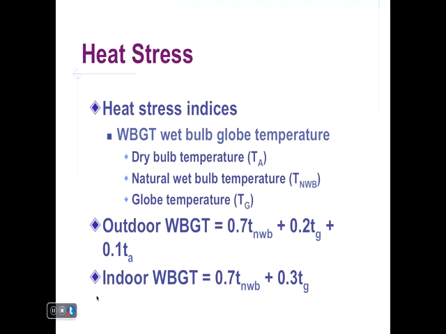And if we take the same measurement indoors, we just drop the dry bulb temperature. We don't even care about the thermometer. All we're interested in is the natural wet bulb, which is still 0.7 of the total contribution of the temperatures, as well as 0.3 times the globe temperature. And I'll go over a problem on this in class so that you know how to calculate these using the measurements that are made.